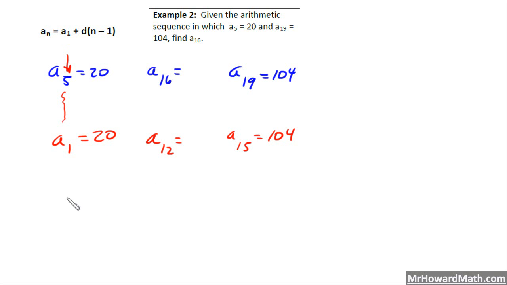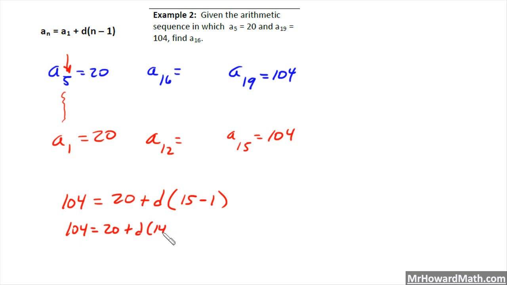So the new 15th term, the adjusted 15th term, is equal to 104, so that's going right here. And that's equal to the first term, 20, plus the common difference we don't know, times n minus 1. Well, we're using the adjusted 15th index value there, so 15 minus 1. So 104 equals 20 plus d times 14. So we subtract 20. Here we get 84 equals 14d. Divide by 14, running out of room here. And we get that the d value is equal to 6 if you do that work. So we have a common difference of 6.